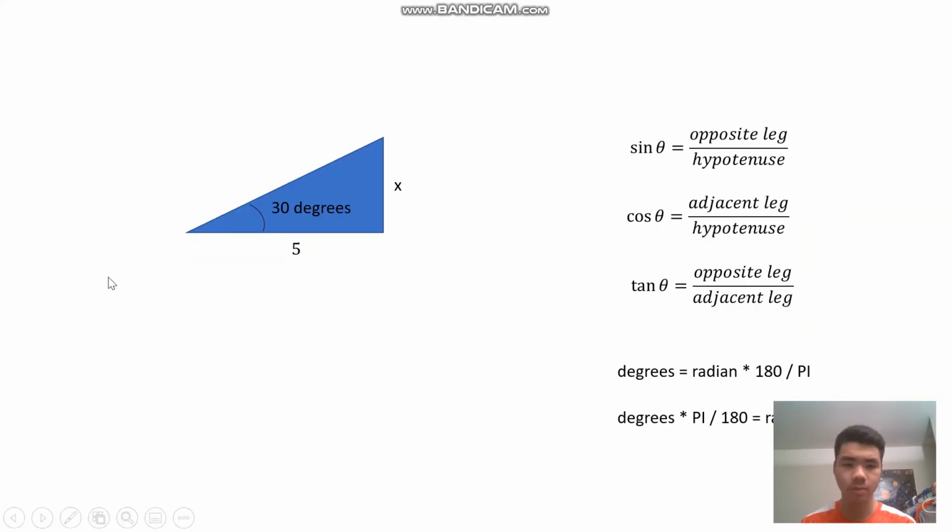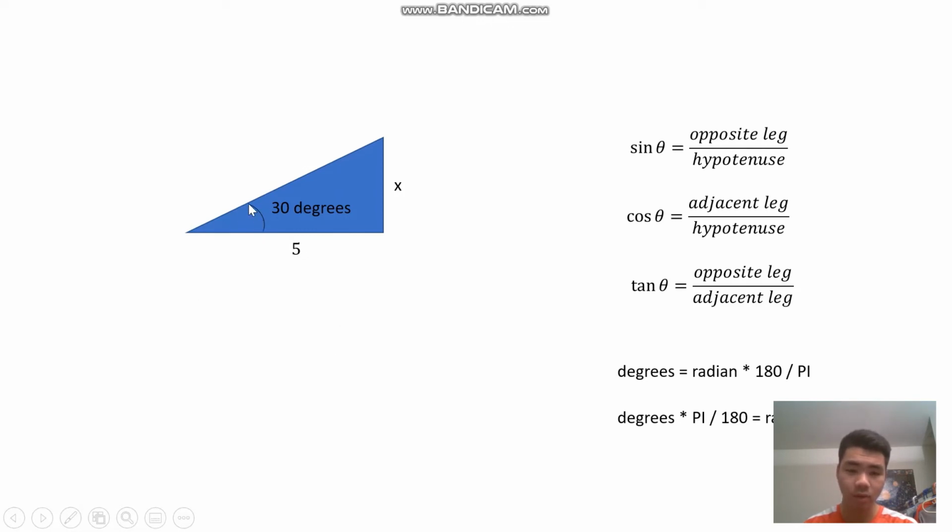So for our first example, we have this triangle over here. It has an angle of 30 degrees right here, a leg of 5, and then this is the side that we want to figure out the length of. And we have our basic trigonometric equations right over here. So now, to solve this problem, first off, we're going to have to figure out which equation we want to use. And we do that by figuring out what legs we have, or what sides we have.